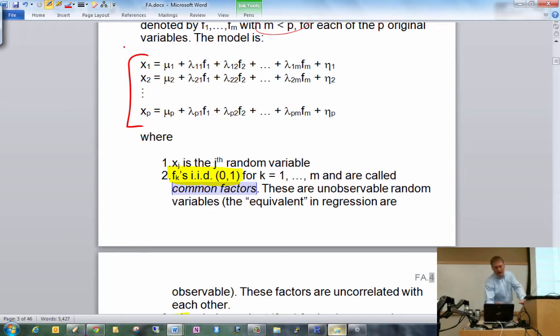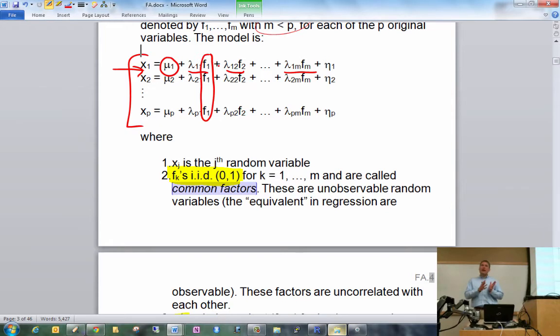And if we look at x1 itself, we see that x1 is equal to its mean plus a linear combination of some lambdas with some f's. Okay. These f's are called common factors. The reason why they're called common factors is that they are common to each of the x's. So we can see, for example, that f1 is in the equation for all the x's. These lambdas then give us information about how much of an effect that f has on x.